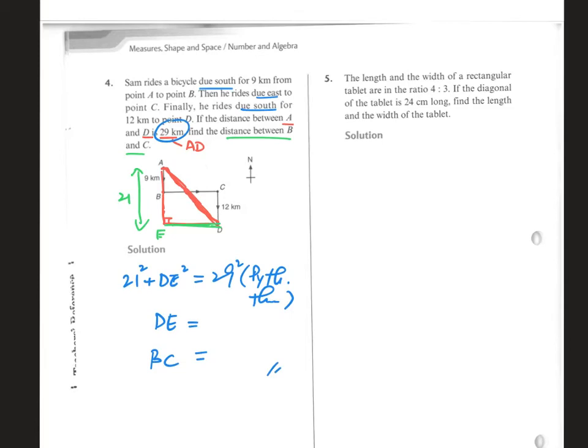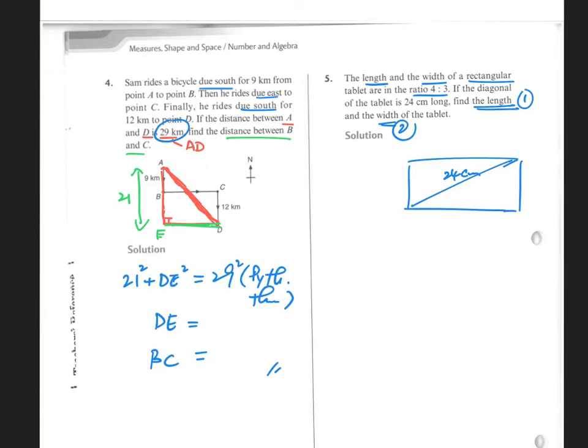The next one will be a question about ratio together with Pythagoras theorem. So let's take a look. You have the length and width of a rectangle, that means rectangular tablets, in the ratio of 4 to 3. And you know the diagonal is 24 cm here. You are asked to find the length and also the width, question 1 and question 2 respectively.